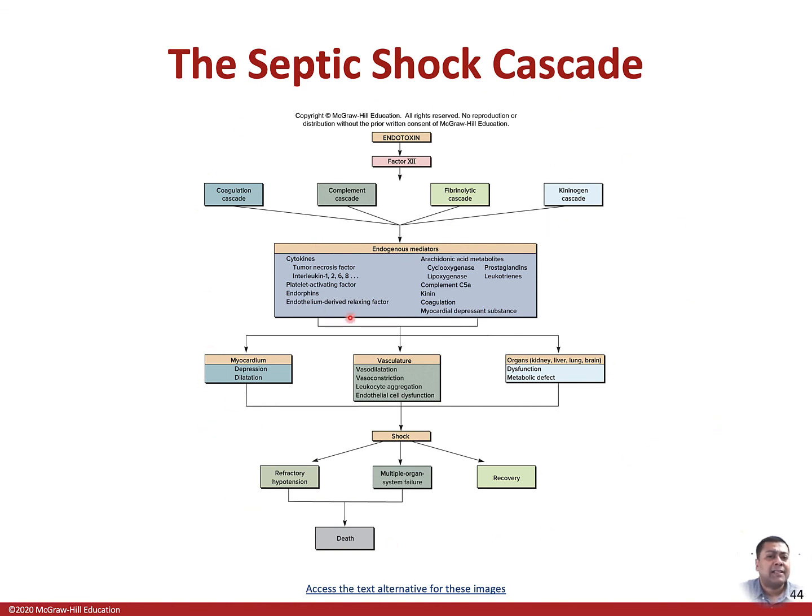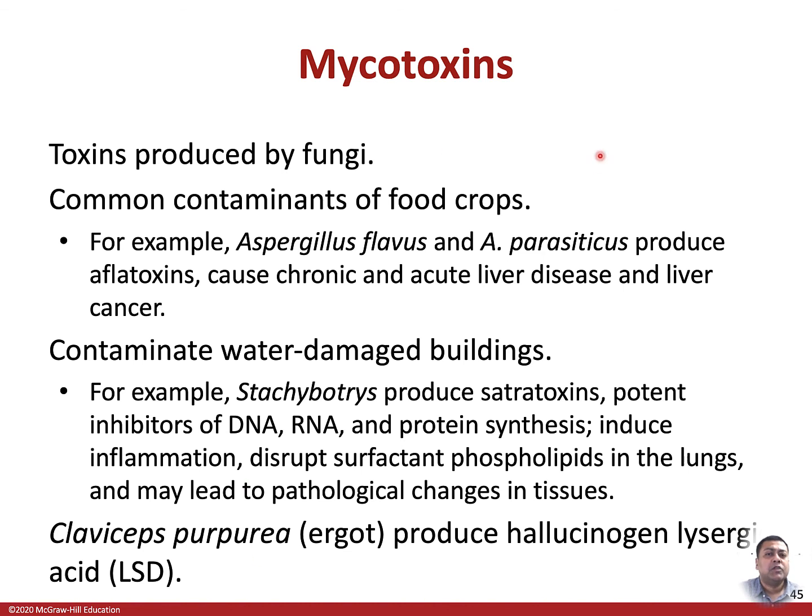We're not going to ask about individual processes, but just how this endotoxin can be very dangerous, which is due to the lysing of the gram-negative bacteria and release of the lipid A. So after that, we are looking at some of the toxins which are produced by fungi. These are common contaminants of food crops.